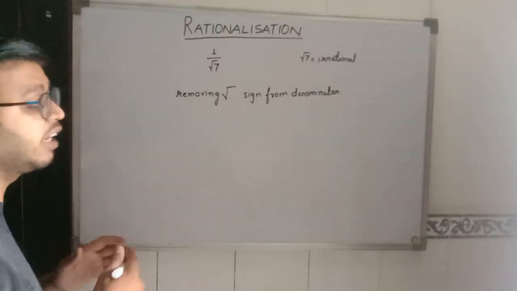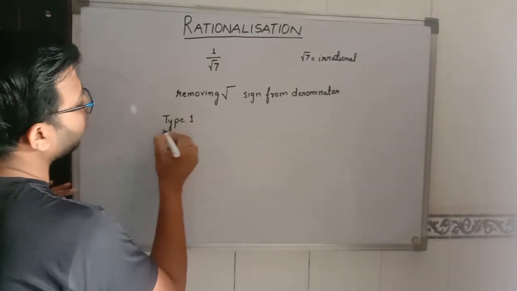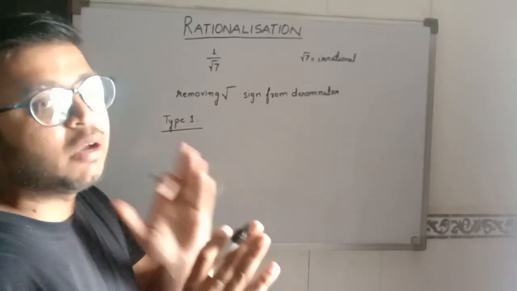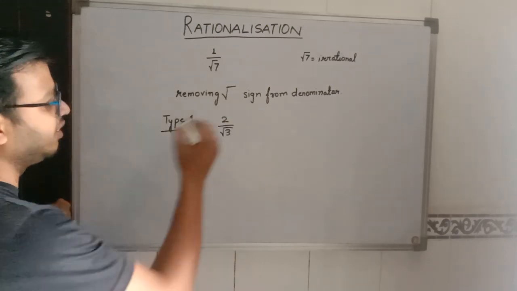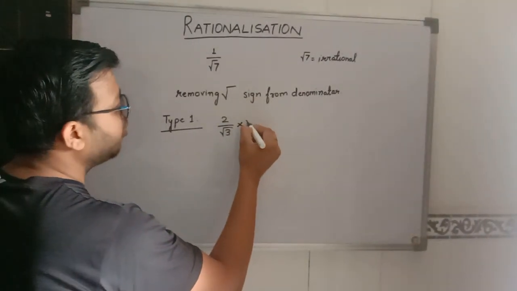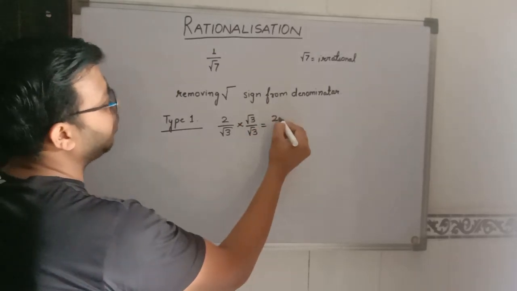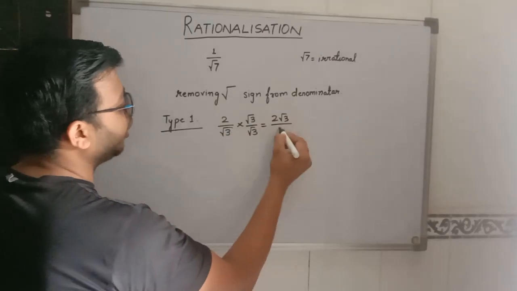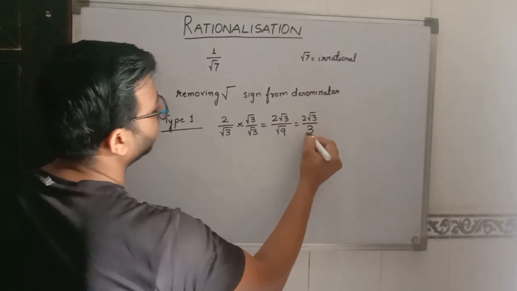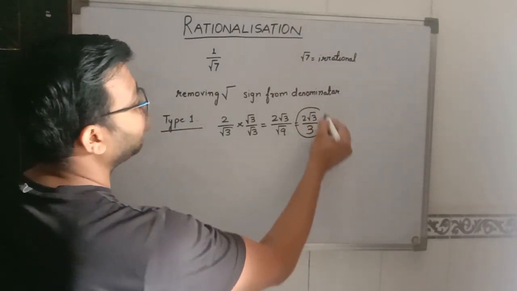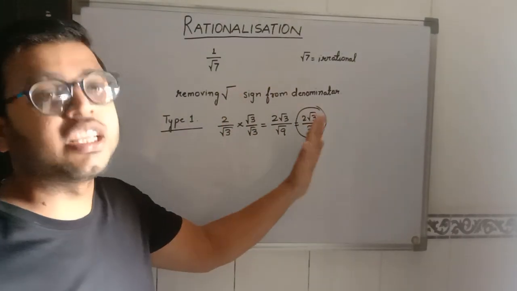So what can we do? There are so many types of questions. Type 1: in type 1 questions, the term will be only one, like 2 upon root 3. This is the term we have to rationalize. We have to multiply by the same number and divide by the same number. So it will become 2 root 3 upon root 3 times root 3. Root 3 times root 3 will become root 9, so overall it will become 2 root 3 upon 3. Now we can see that there is no square root sign in the denominator. So this is called rationalization.